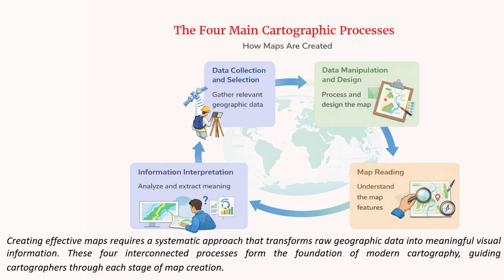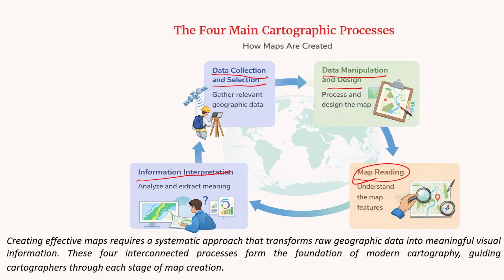So, before talking about mapping process, we have to understand what is really meant by this. If you see this, first one is data collection and selection, and data manipulation and design, then information interpretation, map reading. There are 4 processes we have. First one is data collection and selection. What is meant by that? We try to collect different types of spatial data using satellite images, GPS and other satellite techniques.